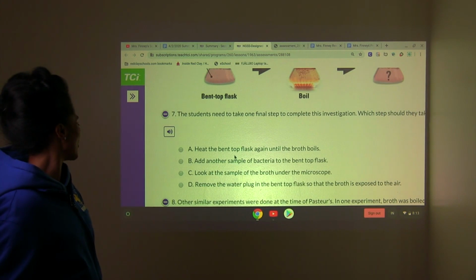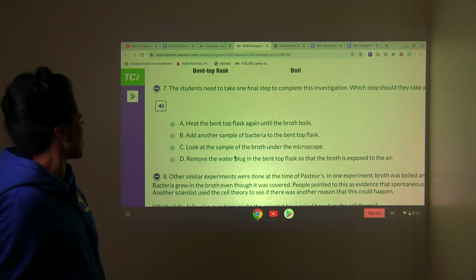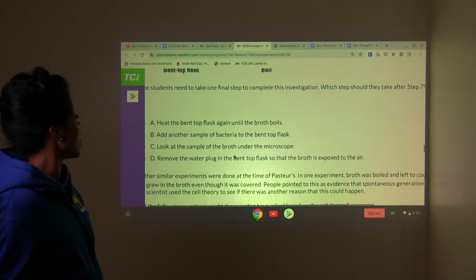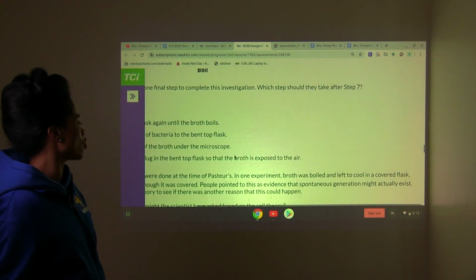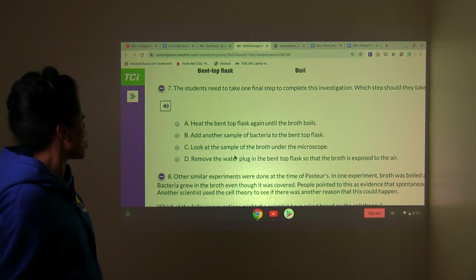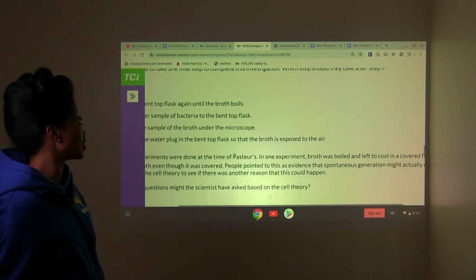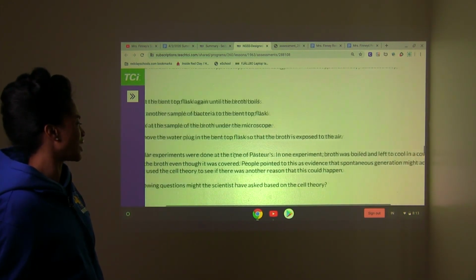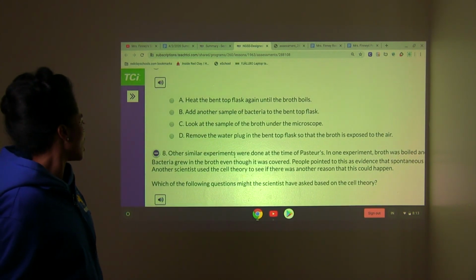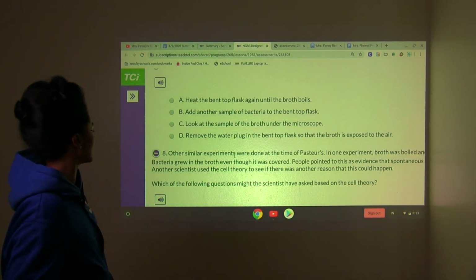All right, here we go. Other similar experiments were done at the time of Pasteur's. In one experiment, broth was boiled and left to cool in a covered flask. Bacteria grew in the broth even though it was covered. People pointed to this as evidence that spontaneous generation might actually exist. Another scientist uses cell theory to see if there was another reason that this could happen.